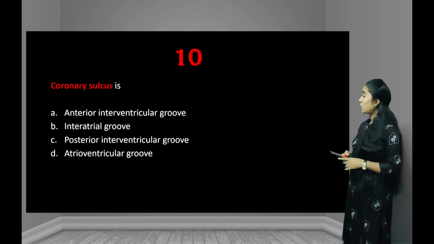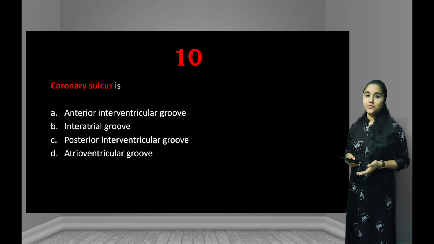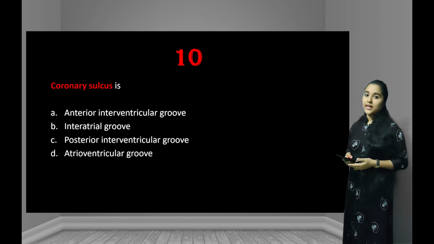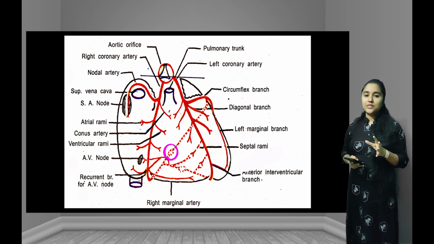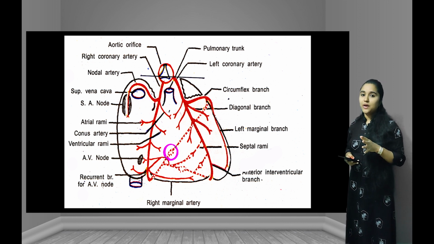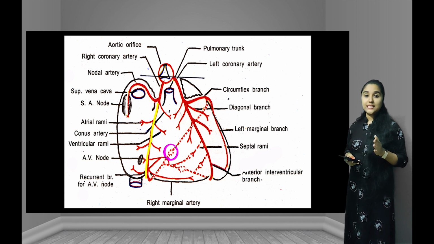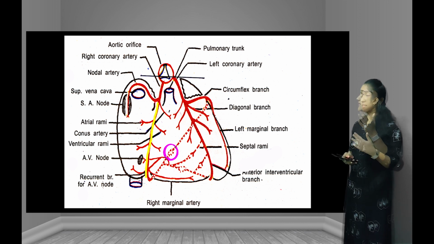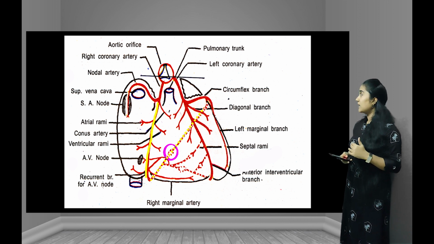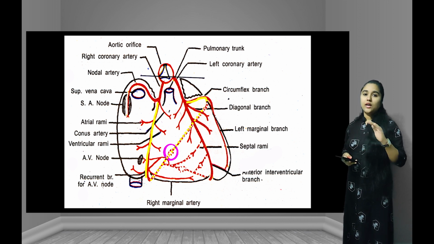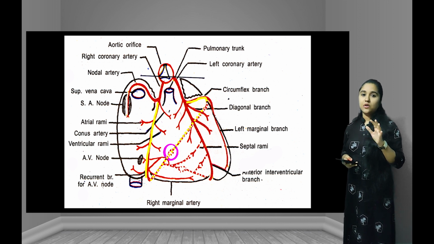So the last question, coronary sulcus is anterior interventricular groove, interatrial groove, posterior interventricular groove, and atrioventricular groove. So you know that atrioventricular groove is having 3 parts. The first part is the right anterior part, that is passing between the right atrium and the right ventricle. The second part is the posterior part, that is winding the heart. And the third part is the left anterior part. So that means it is encircling the heart like a crown. That's why it is known as coronary sulcus.